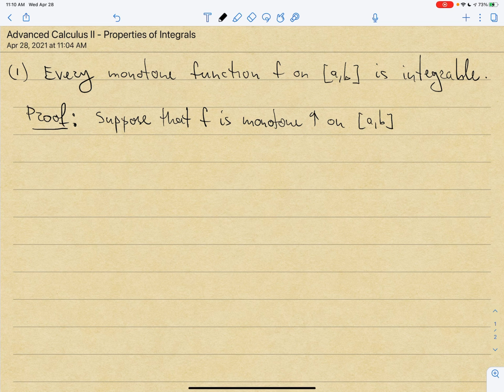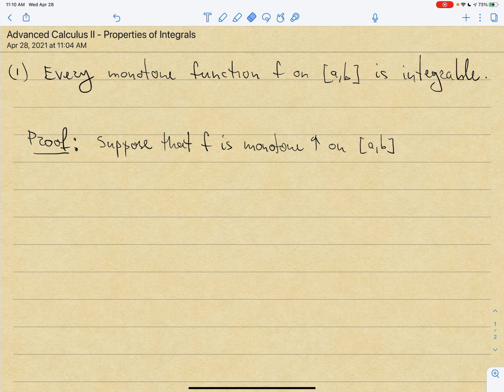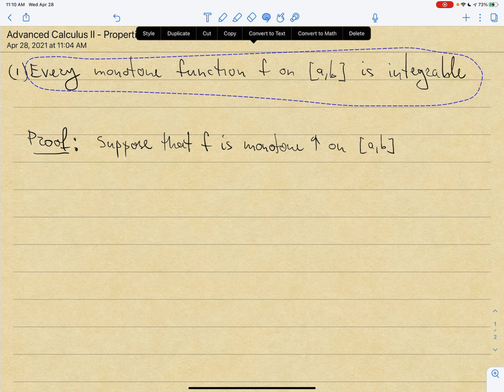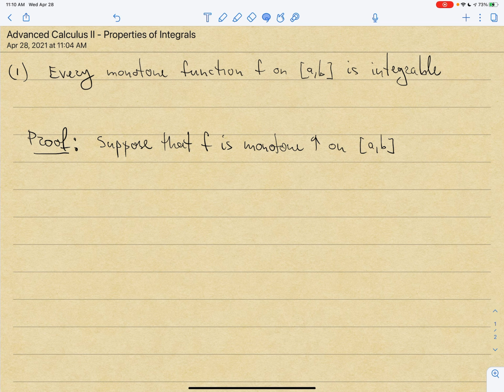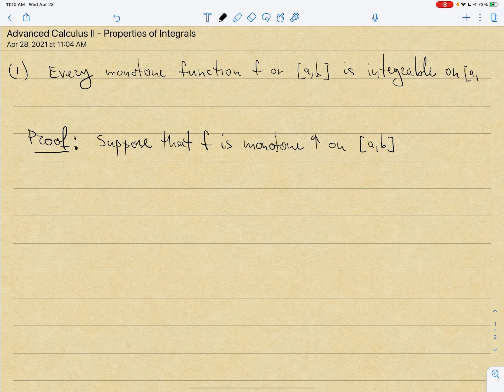And by the way, going for a moment to the statement of a theorem, when we say the function is integrable, we have to specify where. So it's, in this case, integrable, of course, on [a, b]. All right, so let's say f is monotone increasing on [a, b]. Let's fix an epsilon greater than 0. And what we want to do, we want to find a partition.